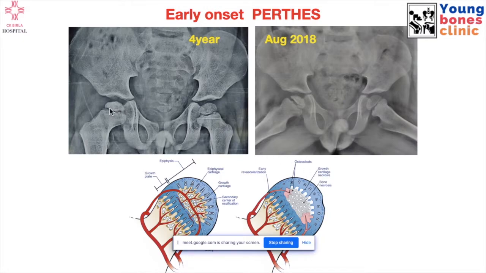So what happens at this age is that, for some reason, the ascending branch of the medial circumflex, which is the major blood supply of the head, in some of the active kids has been shown to be obliterated or damaged. As this is the main blood supply, the head goes avascular. Now because of avascularity, the capital epiphysis, the cartilaginous parts, gradually collapse.